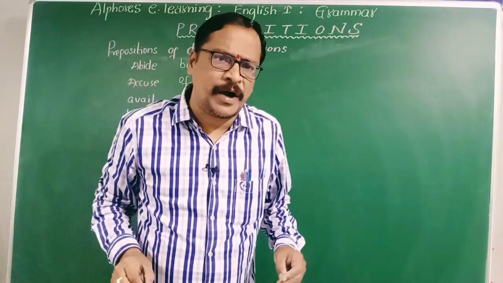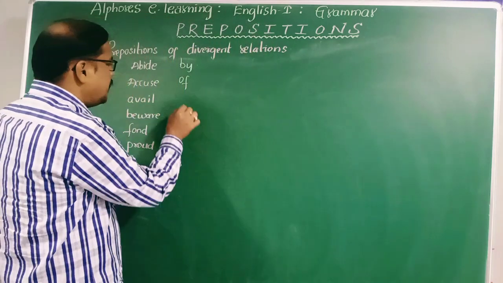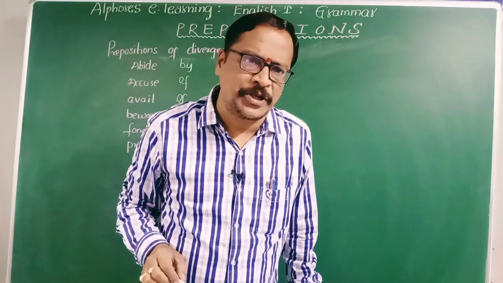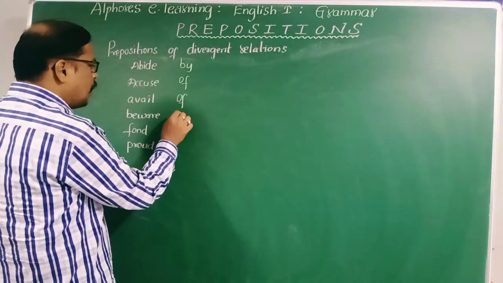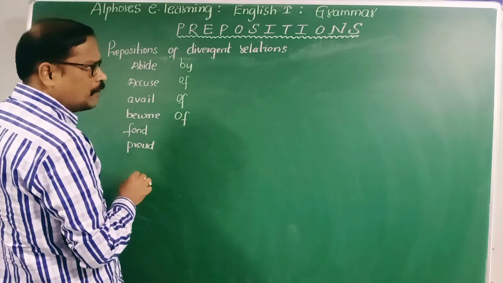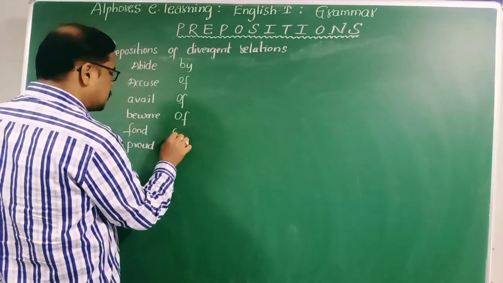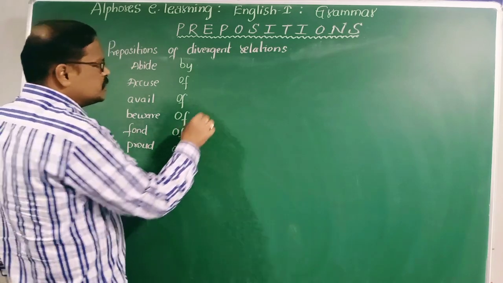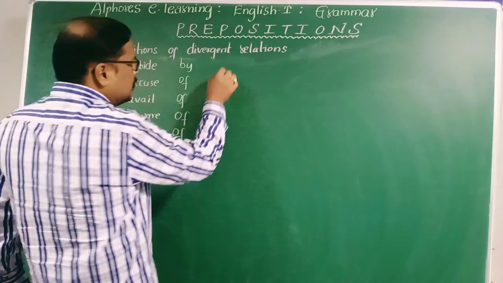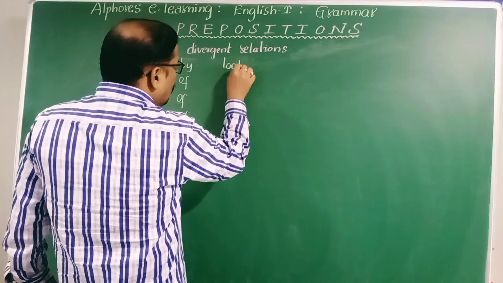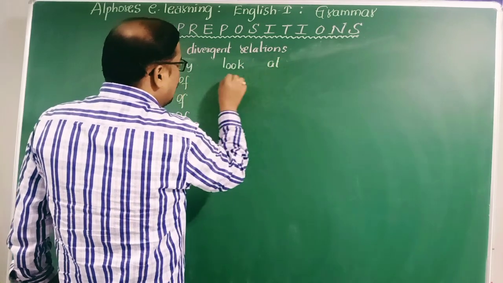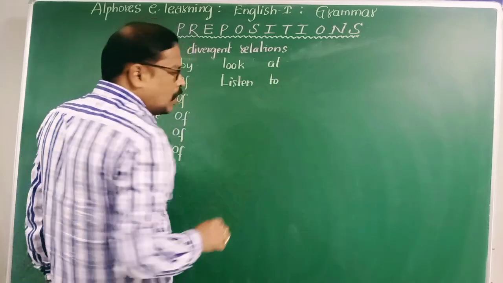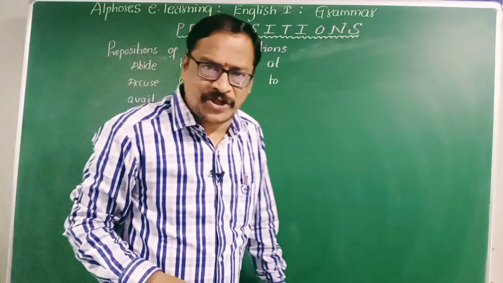He is accused of murder. Okay. And here you take avail. You should avail yourself of the opportunities. Okay, beware of dogs. Children are fond of chocolates, and I am proud of you. Okay, so there are many prepositions like this. Suppose let me write some more. Look at, listen to. Look at me. Listen to my lecture.